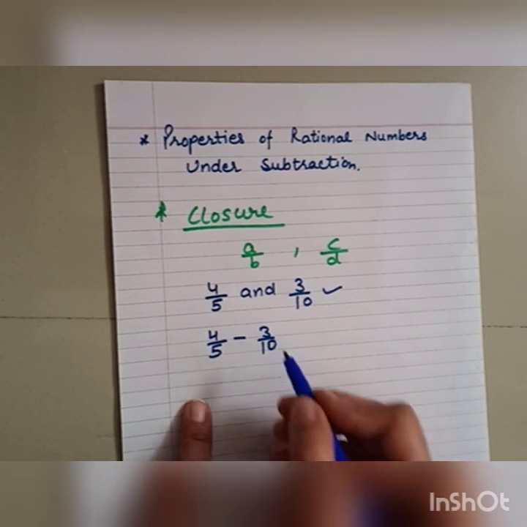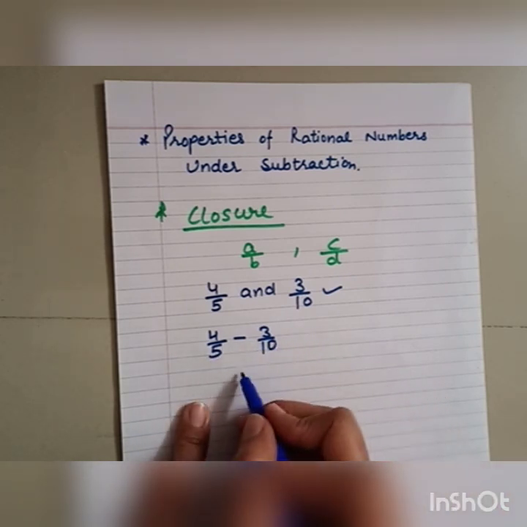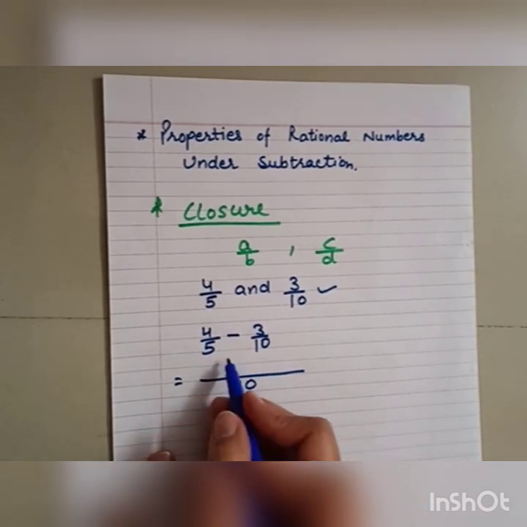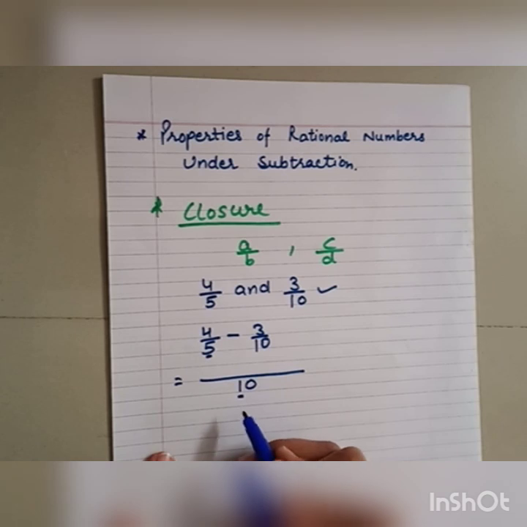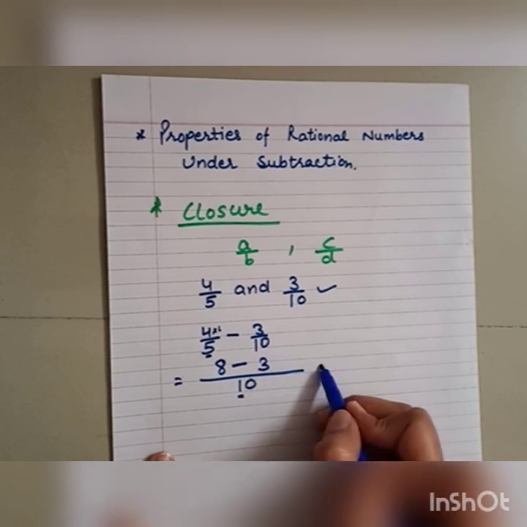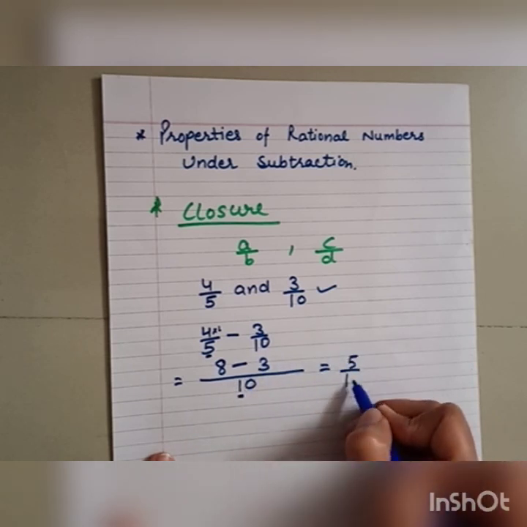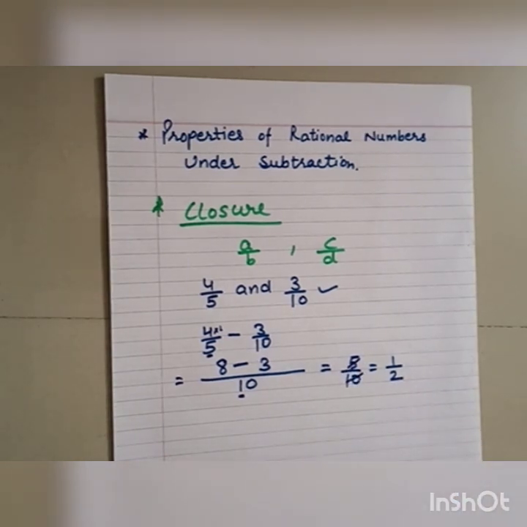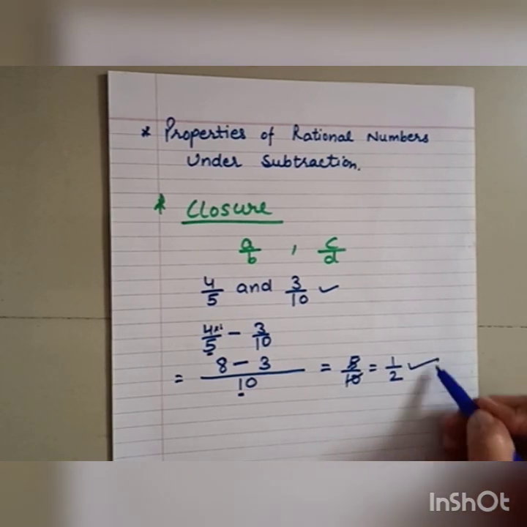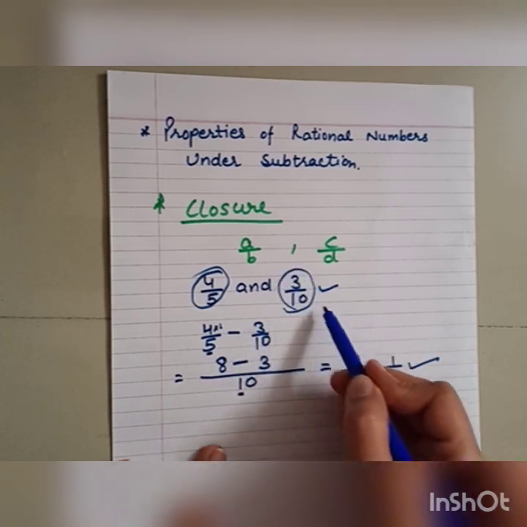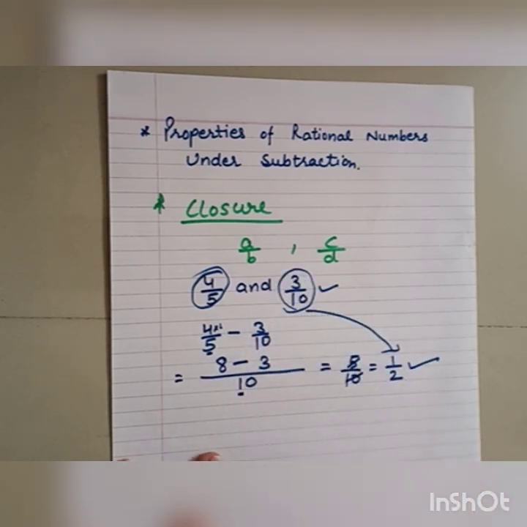Okay, now check 4 by 5 minus 3 by 10. The LCM of these two is 10. Start solving. 5 twos are 10, multiply by 4: 4 twos are 8. 10 and 10 are the same. Then 3. 8 minus 3 is 5 by 10. Or you can write it in the simplest form by dividing: 5 twos are 10. This is also a rational number. It means when you subtract two rational numbers, we get a rational number. So the closure property is satisfied.